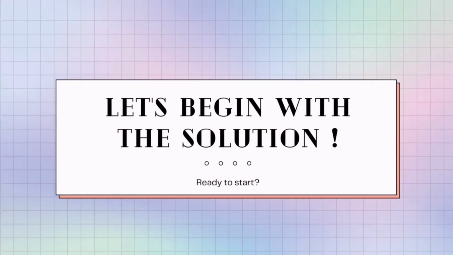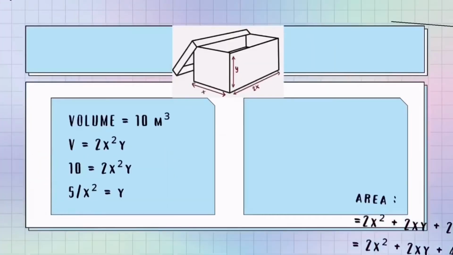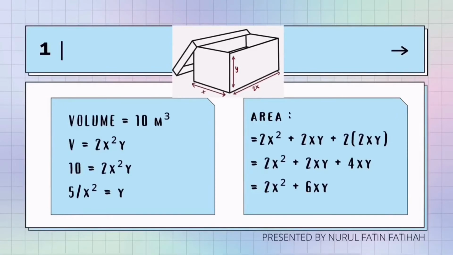Alright, now we need to start with the solution. Let's go! And here is the solution. First step, we need to carry out the information given to us. The information given to us is volume is equal to 10 meter cube, and the length is equal to 2 times the width. So we denote x as the width and y as the height. And since the length is 2 times the width, we denote length as 2x.